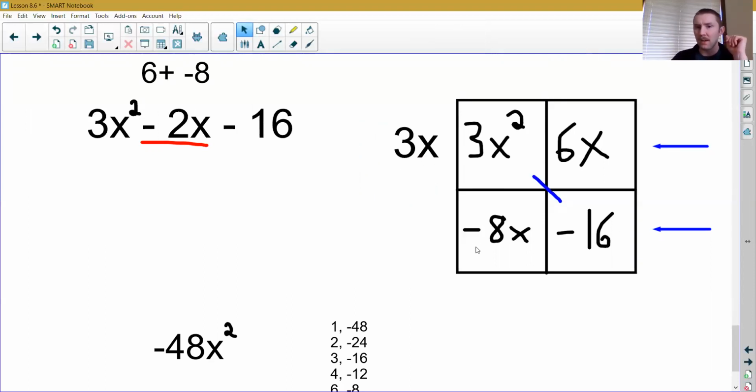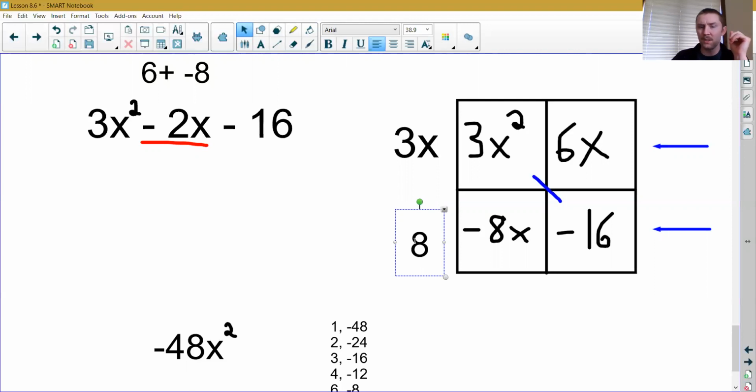If I go here in the bottom row, I have a negative 8 and I have a negative 16. Okay, so for right now, I'm just going to think about the numbers. 8 and 16. What can I divide both of those by? Well, I can divide them both by 2, but there's something bigger than that. I can divide them both by 4, but there's something bigger than that. So I can actually divide them both by 8. So I'm going to take out an 8.